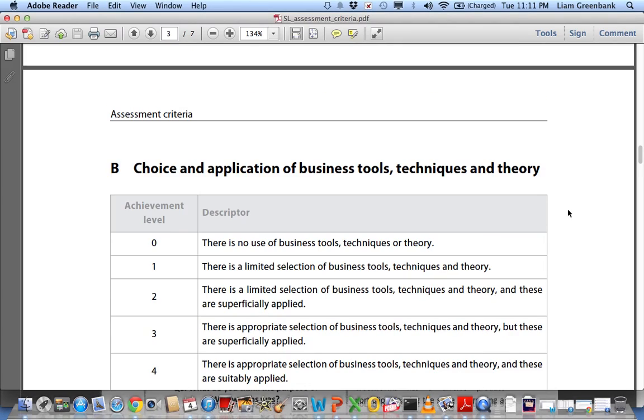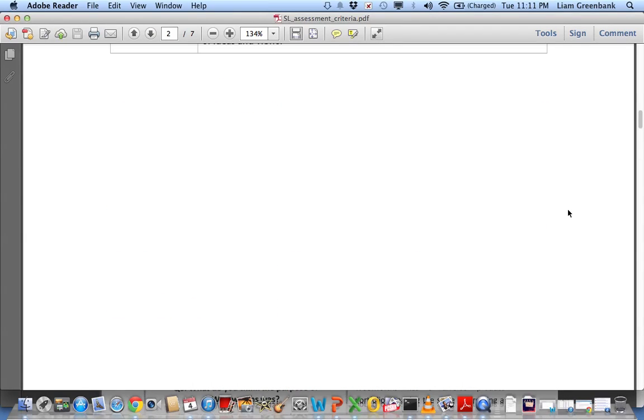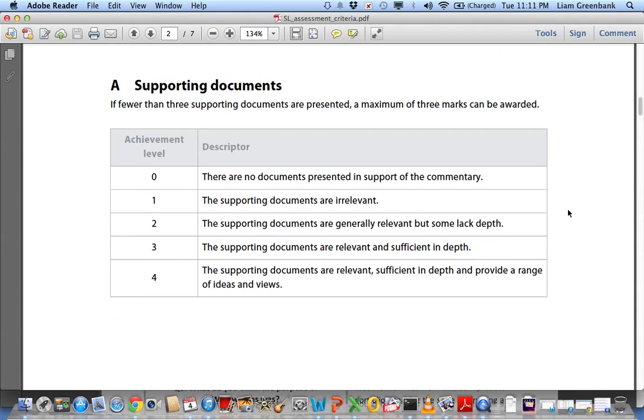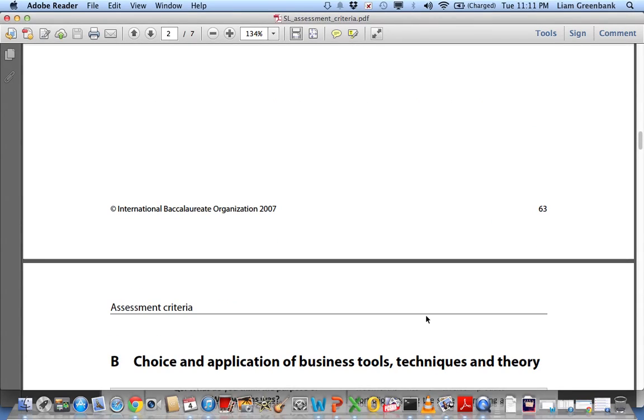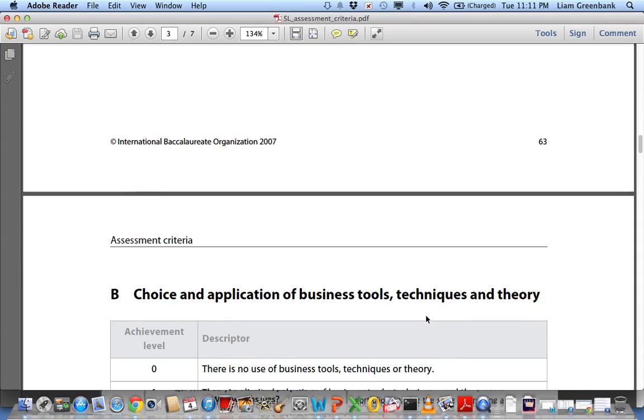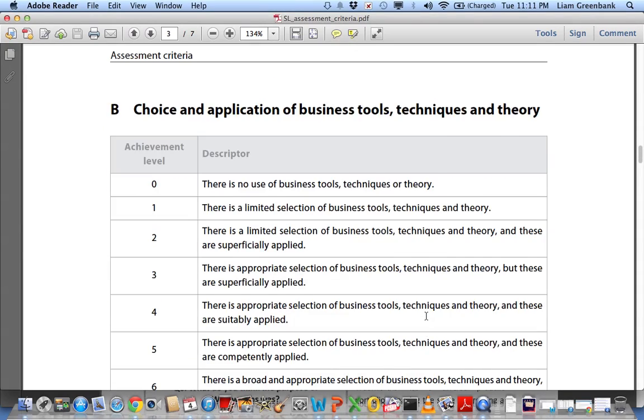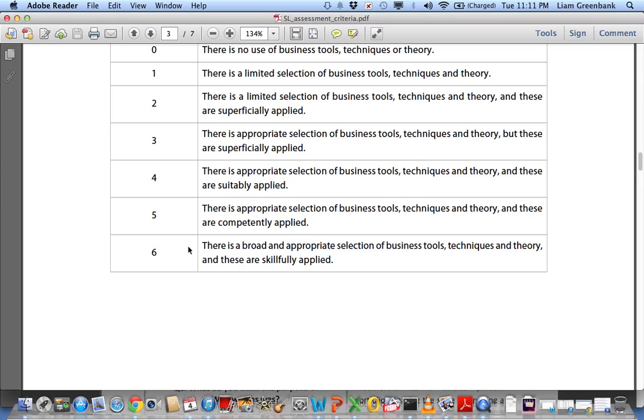The first criterion that we were looking at there was, we'll go back up, the supporting documents. So 4 marks out of 4 for the supporting documents are relevant, sufficient in depth, and provide a range of ideas and views, which is what I talked about in the first video. And then the second criterion is the application of business tools, techniques, and theory. So for 6 marks out of 6, there is a broad and appropriate selection of business tools, techniques, and theory, and these are skillfully applied.